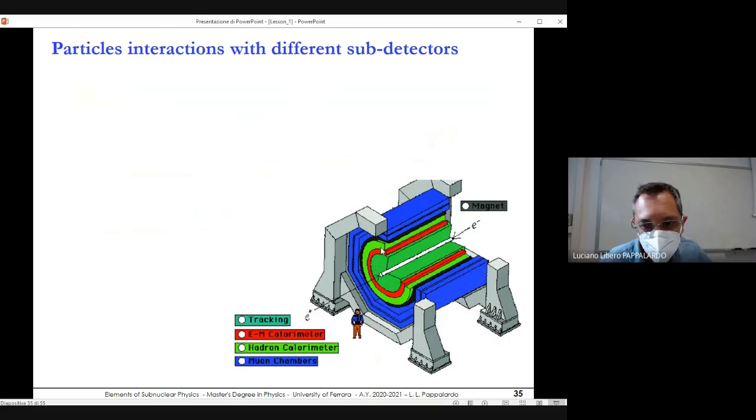Then the red layer is the electromagnetic calorimeter, which is needed to measure the energy of electrons and essentially photons. Of course, they generate electromagnetic showers inside the sensitive volume of the detector. Then this light green object is the so-called hadronic calorimeter, which is used to measure the energy of hadrons. And finally, we have the magnet, the iron yoke of the magnet, and between the iron yoke we have the muon chambers, typically.